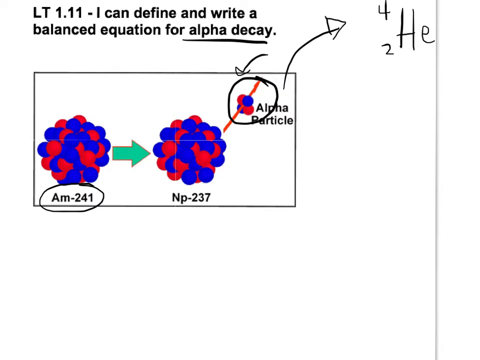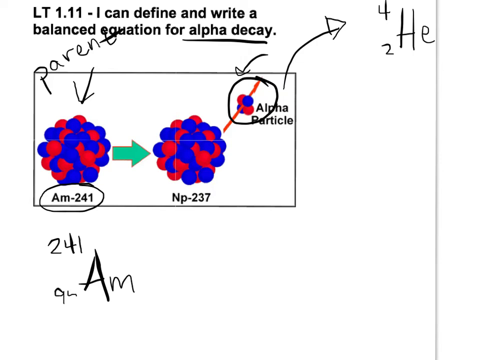The way I start, especially with a problem like this, is with my parent isotope. My parent is always the one you're starting with, which in this case is americium-241. That's the mass of americium. Now I have to figure out the atomic number. The best place to do that is the periodic table, and I can see down at the bottom that the atomic number for americium is 95.